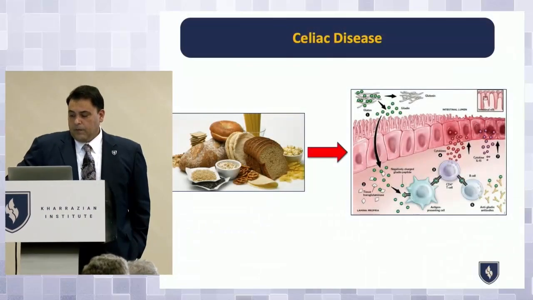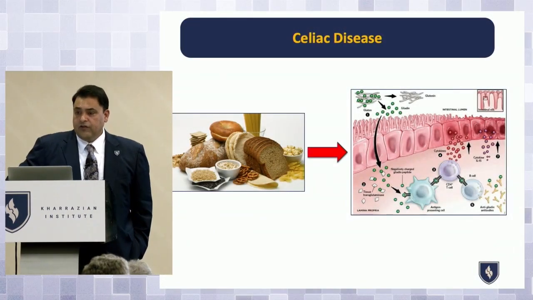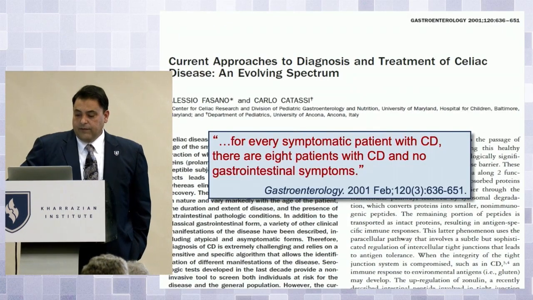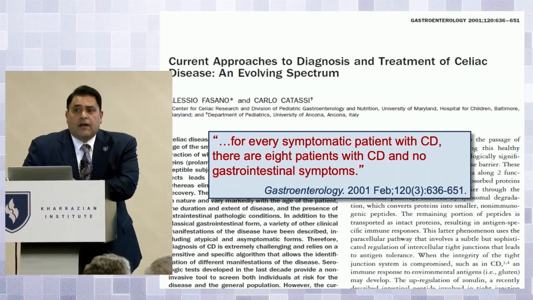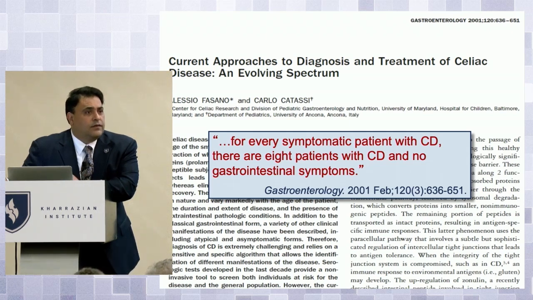Now, we know that celiac disease is largely still undiagnosed. For every symptomatic patient with celiac disease, there are 8 patients with celiac disease and no gastrointestinal symptoms. That's another key thing. So the majority of patients that actually have transglutaminase 2 autoimmunity don't have GI symptoms. They just have chronic inflammation, or they just come in with a malabsorption syndrome. Okay? So if you're looking for chronic GI symptoms, you're going to miss most of them.